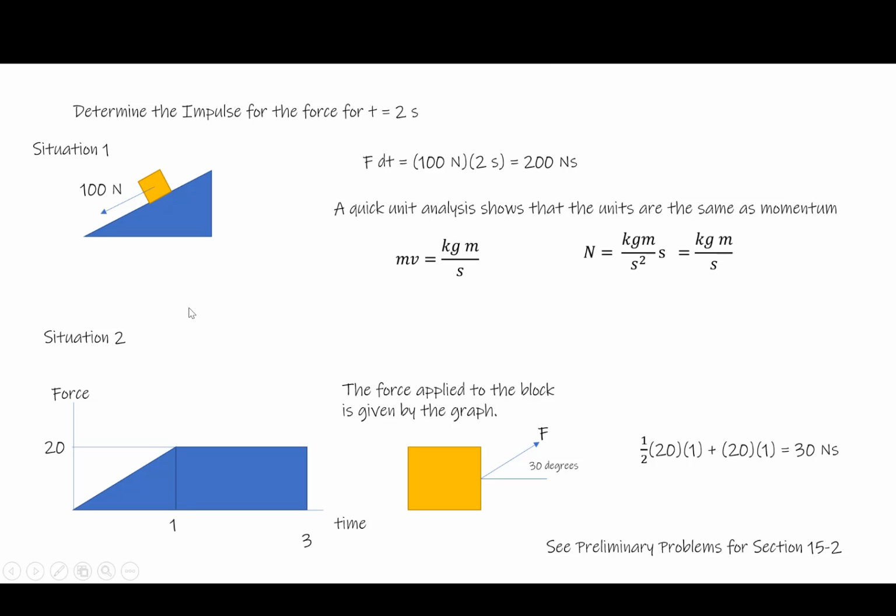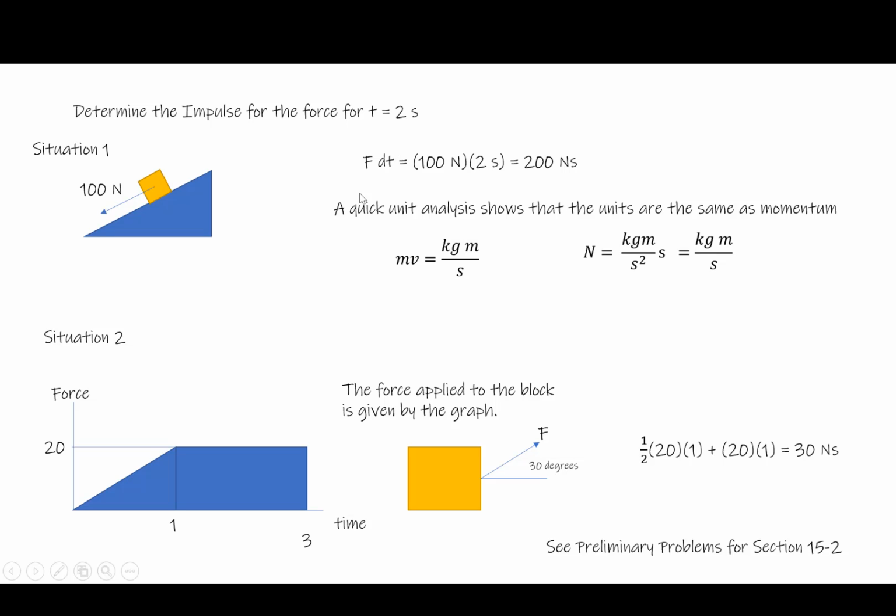So let's do a couple quick calculations. For reference, I want you to look at the preliminary problems for section 15-2. These are a couple that we can look at. So I've got situation 1. I've got a box that's been applied with a force of 100 newtons. It's sliding down the inclined plane, and we want to determine the impulse.